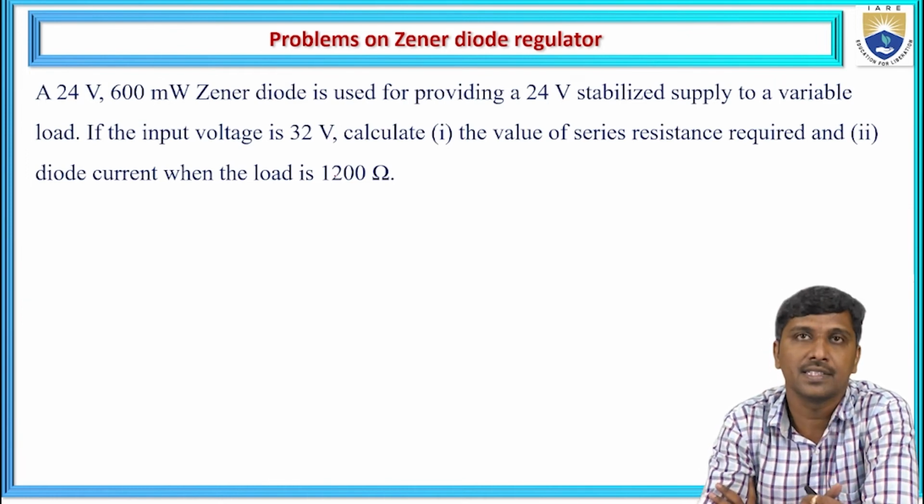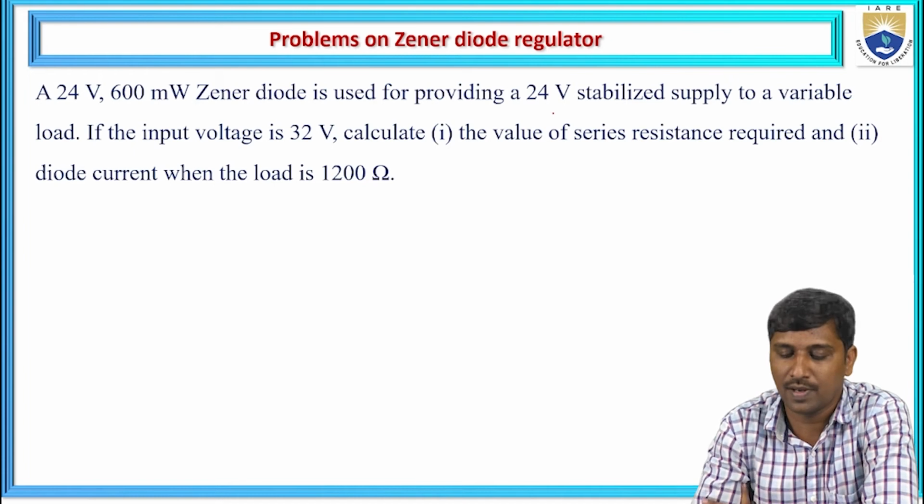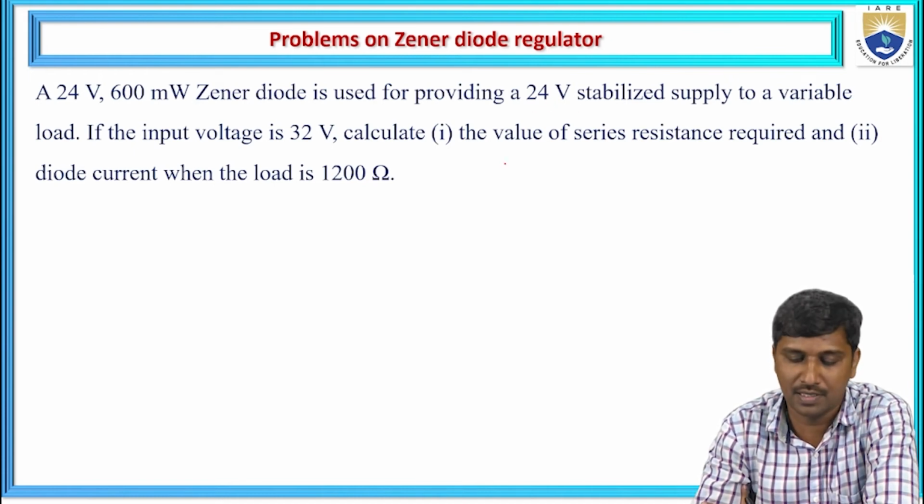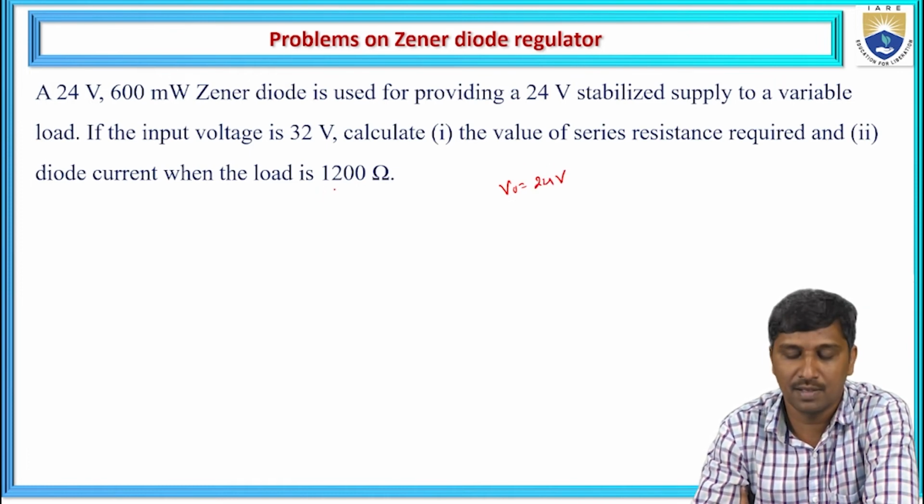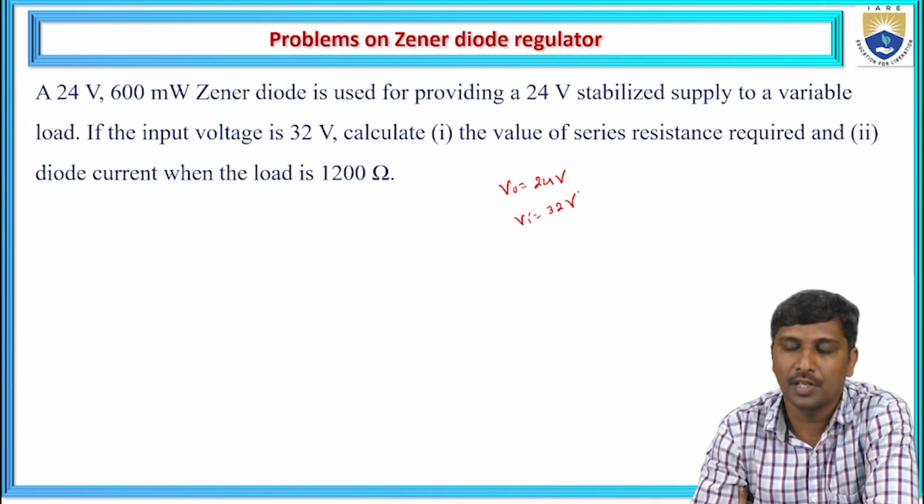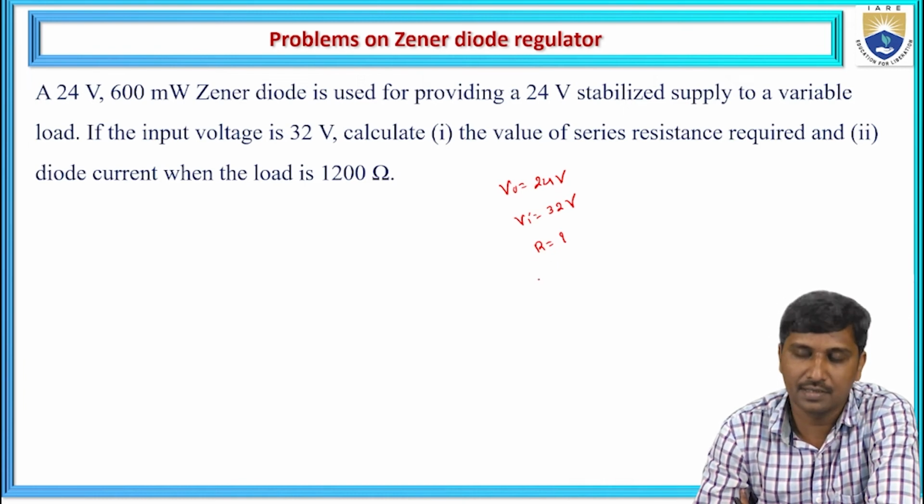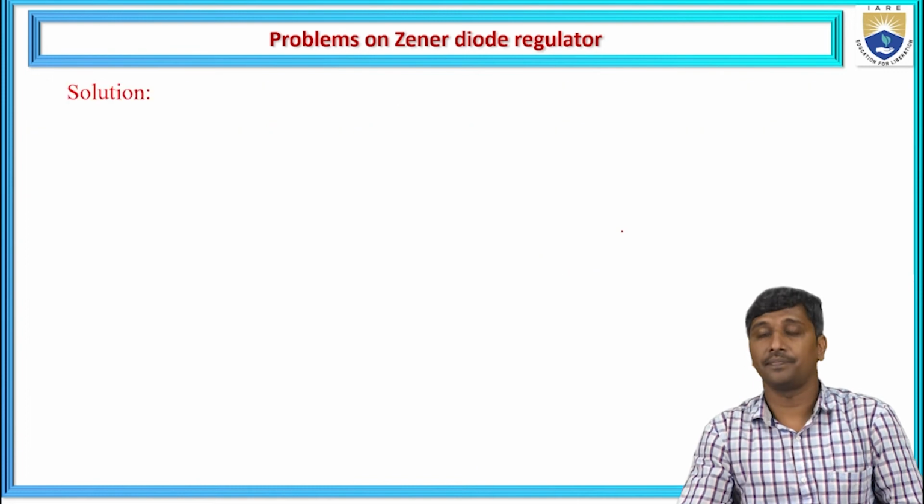Now for this given problem, it contains a 24 volts 600 milliwatts Zener diode providing a 24 volts stabilized supply, which means V naught, the output voltage, is 24 volts. The given input voltage is 32 volts, which means VI is 32 volts. Now we need to calculate how much series resistance R is required, and we need to calculate the Zener current IZ when the load RL is 1200 ohms.